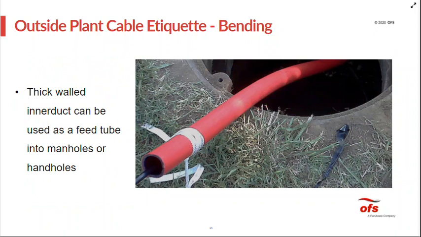This is a common technique where inner duct is used as a feed tube to guide the cable in or out of the handhole or manhole. And this is acceptable as long as the inner duct is strong enough, stiff enough to support the minimum bend radius. If you see that the inner duct is deforming, or it's forming a tight bend radius, you need to stop the installation and figure out a different way to install the cable.